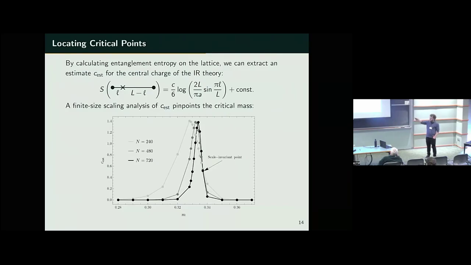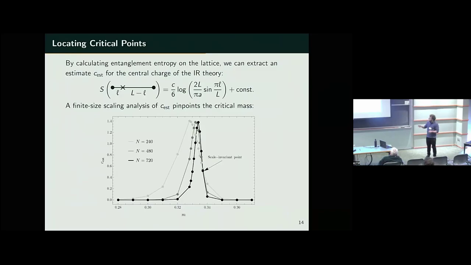One way to extract these critical points, which I'll show you in the one-flavor example, is to say that if I had a CFT on a line in the continuum, then I know what the entanglement entropy of some bisection of that line is going to look like. This has been computed before very nicely in some work by Cardy and Calabrese. They showed that there's this nice function of a log of a sine that gives you the form of this entanglement entropy as you vary that bisection point. So what you can do is try to compare the entanglement entropy on the lattice with this formula and read off an estimated central charge for any given set of masses that you put in.